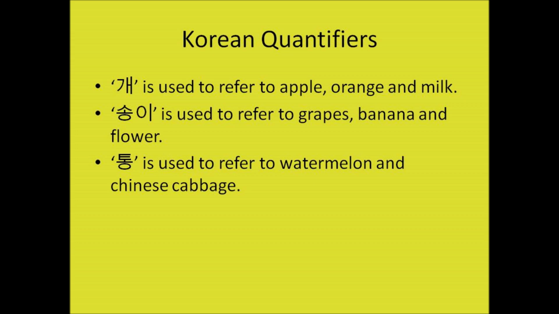개, Is used to refer to apple, orange and milk. 송이, Is used to refer to grapes, banana and flour. 통, Is used to refer to watermelon and Chinese cabbage.